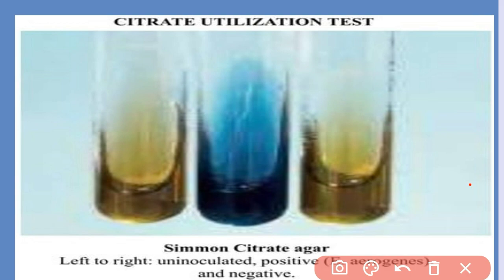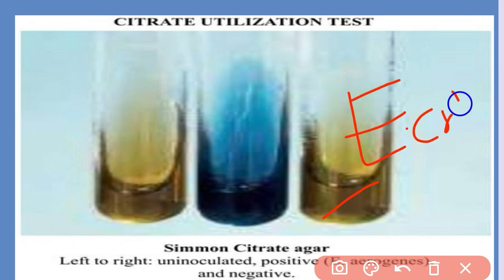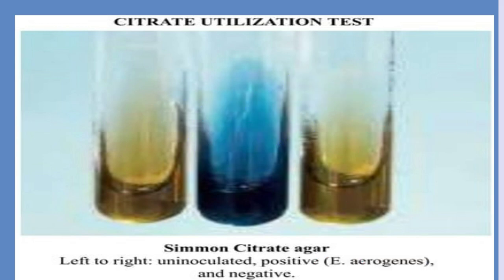Here in this image, the first tube is the uninoculated tube. The second tube is a positive citrate test, formation of a blue color, and the third tube is a negative test. E. coli is citrate negative. The Enterobacter is citrate positive.